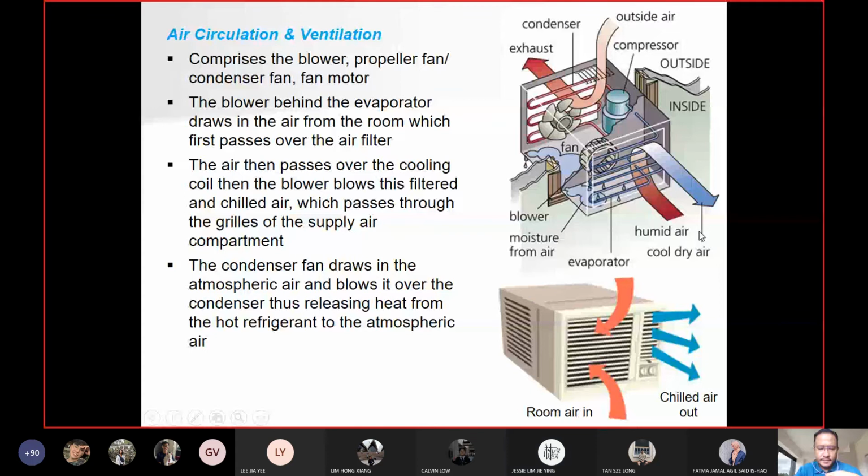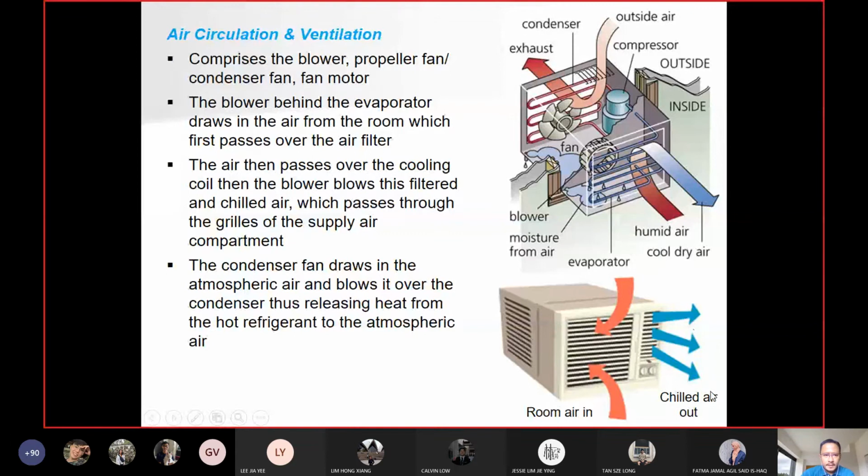Basically, this is what you see in the room. This is the indoor part of the window unit. The air inside the room is sucked into this panel here. There's a filter here which filters the existing air, and the coil is inside here. As the air is sucked into this compartment, the heat is absorbed by the evaporator, and at the same time the blower blows the cool air from the same evaporator.